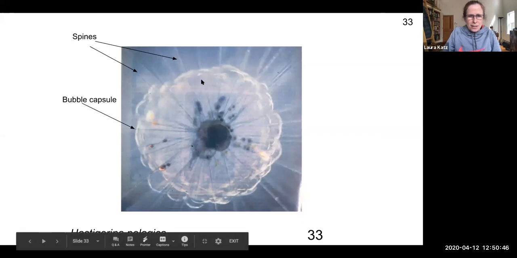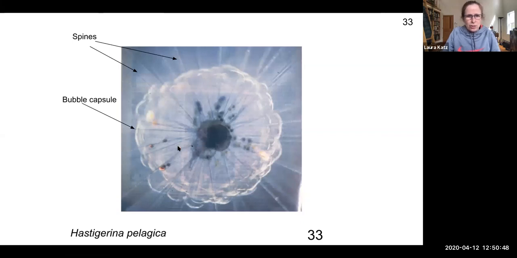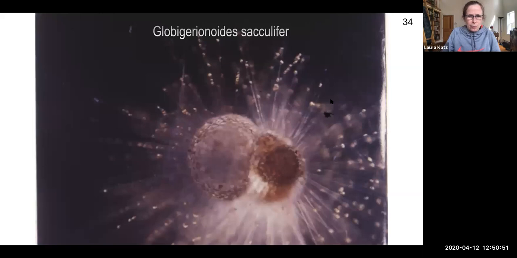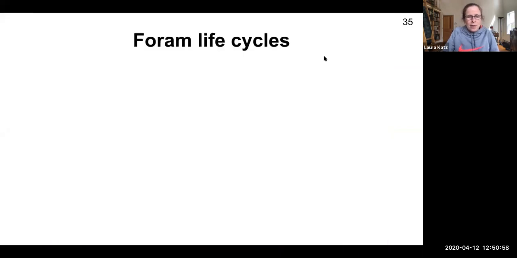In some of these cases, they have these spines that they'll put their algae out up on the spines and float through the water column. Here's another close-up. I think these are dinoflagellates sitting out on these spines. Forams have incredibly complicated life cycles.